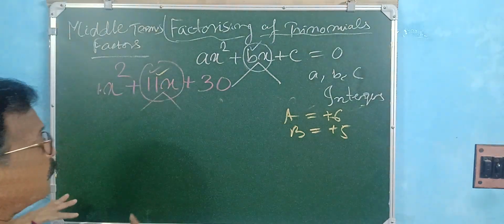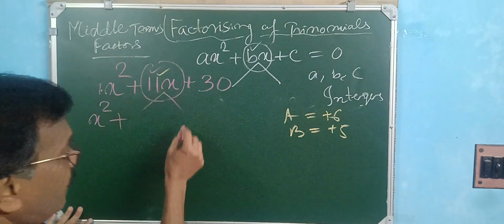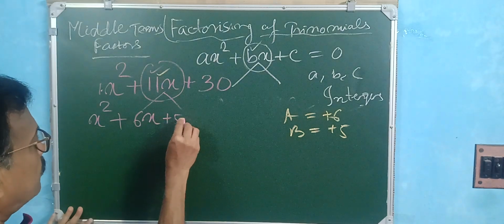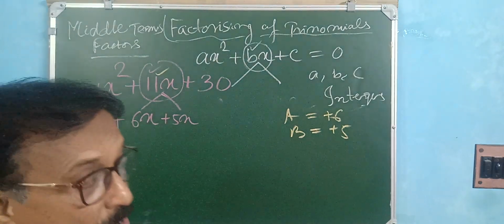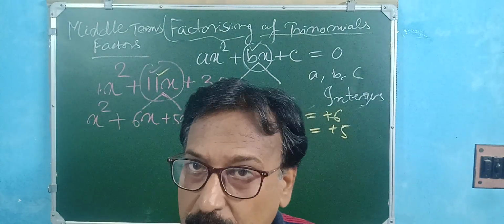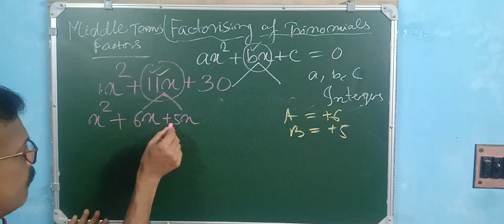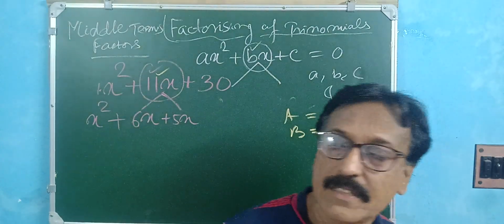If you break it in two ways, write x square plus 11x as x square plus 6x plus 5x. You break the 11x into 6x plus 5x. Let me repeat for your better understanding: you add plus 6 and plus 5, that is plus 11, so the first condition is satisfied.